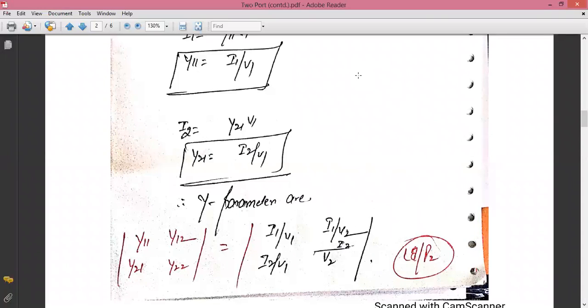Okay. Now this is the second parameter that we discussed, and I had already told you there are a total of 6 parameters. The Z parameter and the Y parameter I had calculated. Now the next parameter is the transmission parameter, the ABCD parameter, or chain parameter, the third parameter. For that, may I request all the students to please bring your notebook and try to solve these parameters with me.